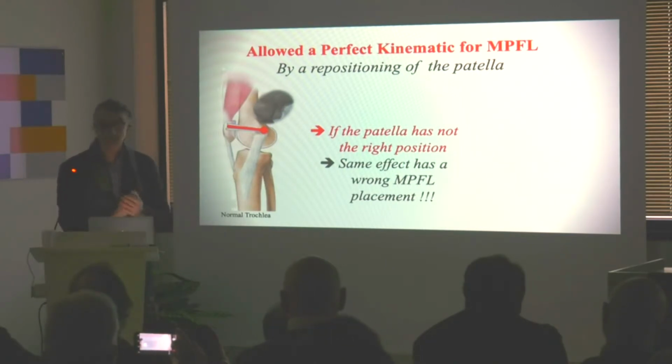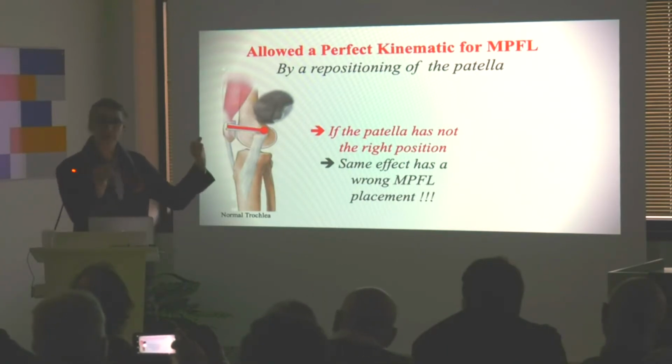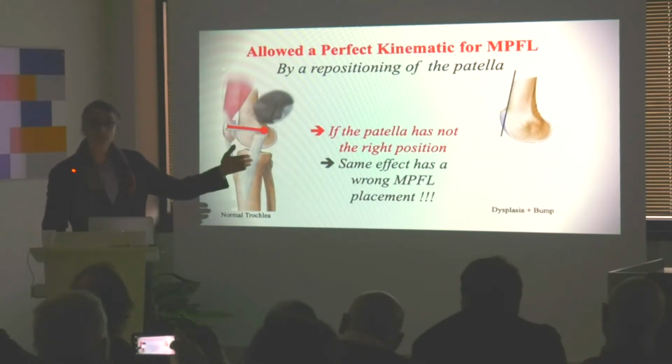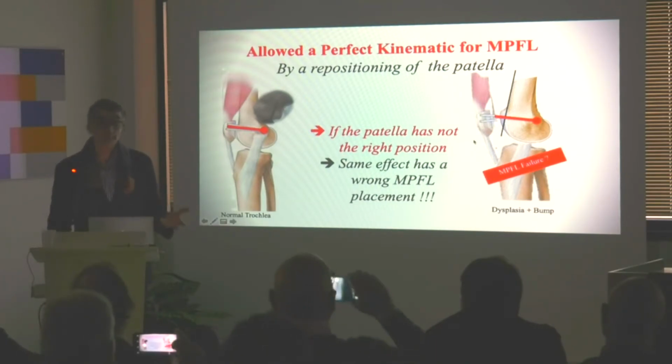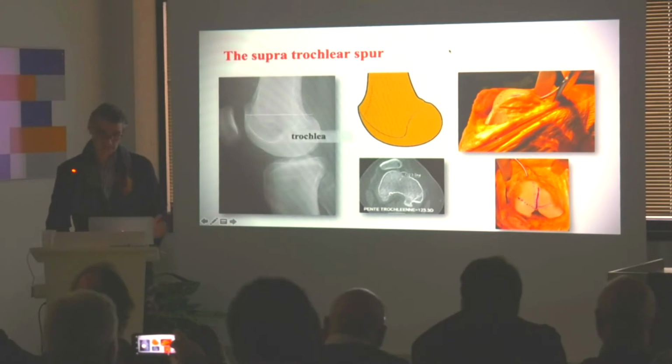You're very happy with that, and congratulations. You have found the right spot to put your MPFL. If you don't correct the trochlear dysplasia, the wrong side is not the femur, it's the patella, because the patella is too much anterior compared to the MPFL. So it is exactly like if you have a wrong placement of your MPFL, and you will get an MPFL failure. So look at that, it's so beautiful.